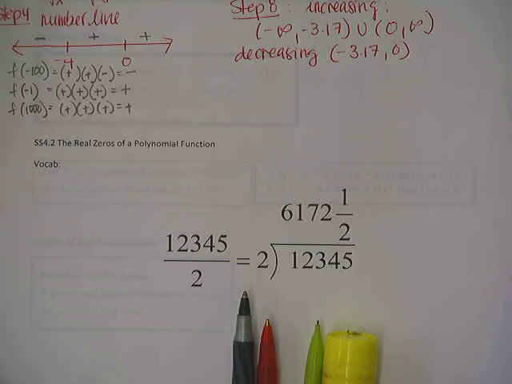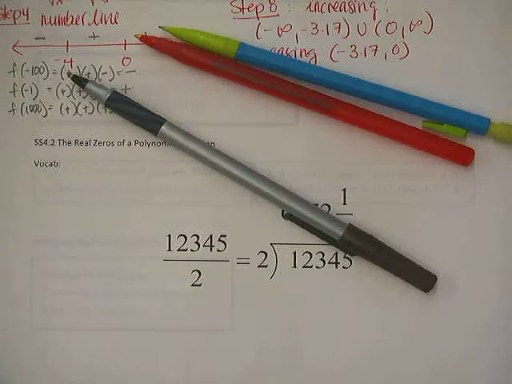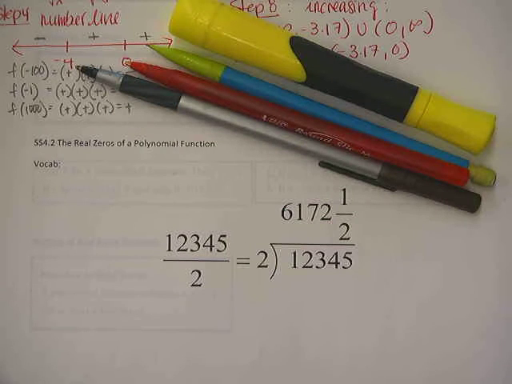Hey guys, alright, we're gonna start with 4.2. The title of 4.2 is the real zeros of a polynomial function, okay? So I got a few different color pens and erasers and markers and pencils. We're gonna need a highlighter just because we're gonna be highlighting a lot of important key concepts and vocabulary.